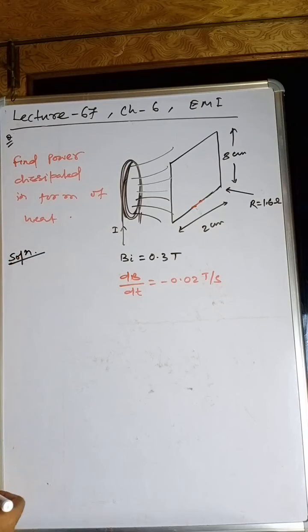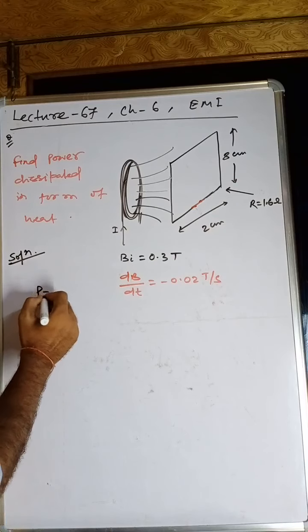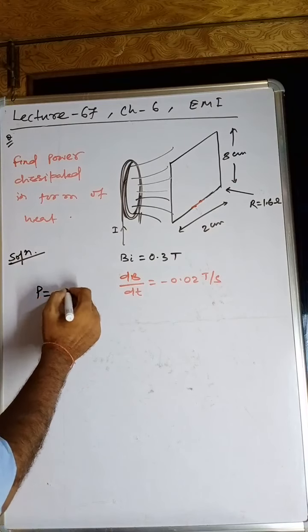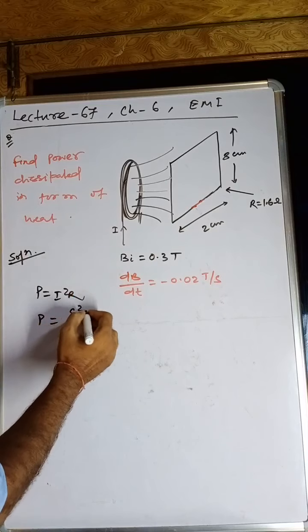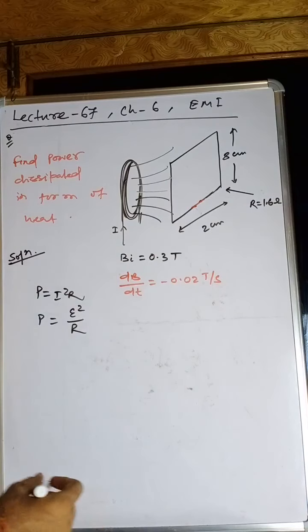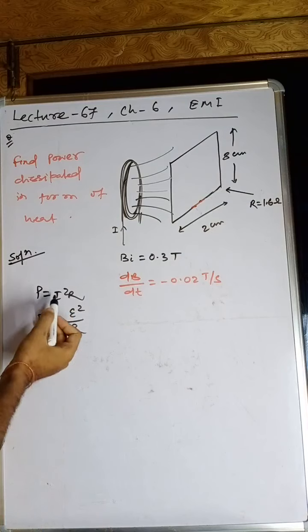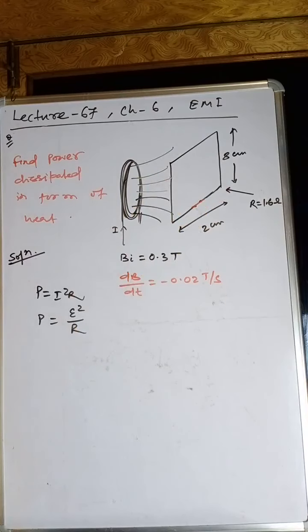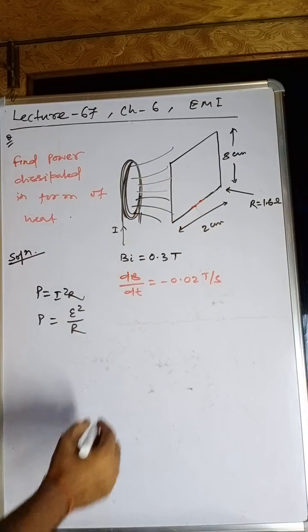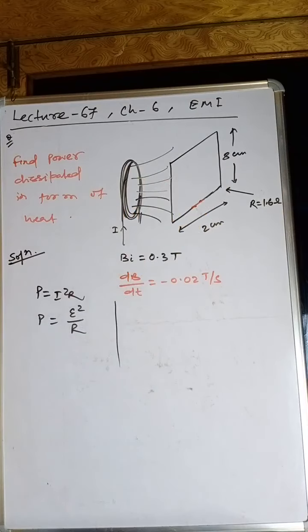We know that to find the power, we have the formula either I square R or V square over R. It means we have to find either the EMF induced or the current induced. But to find the current induced, we need the resistance. First, we will have to find the induced EMF. So why not try to find the induced EMF first.